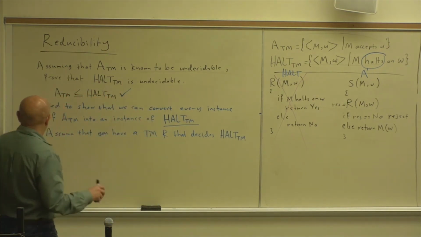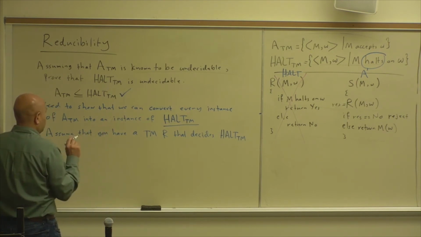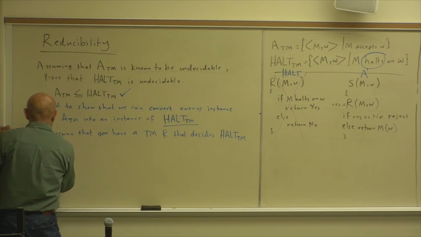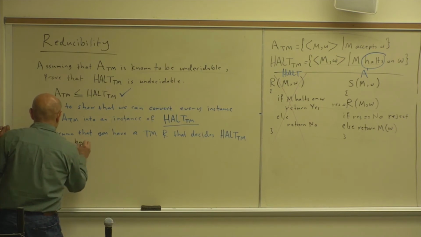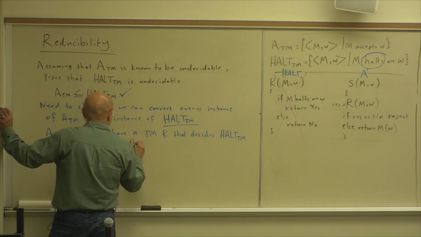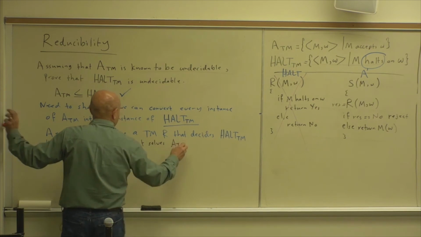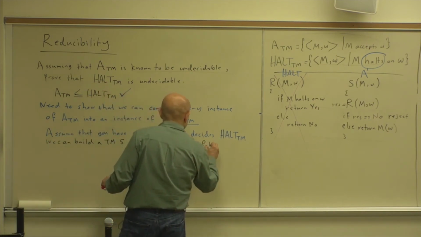Given, assume that you have a Turing machine R that decides halt. We can build a Turing machine S that solves ATM as follows.